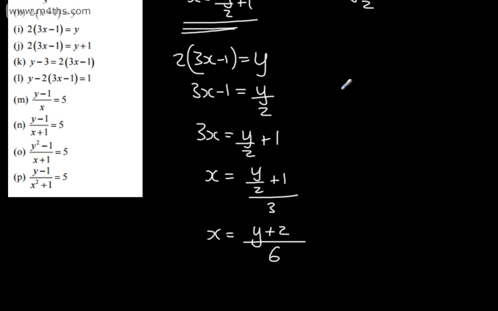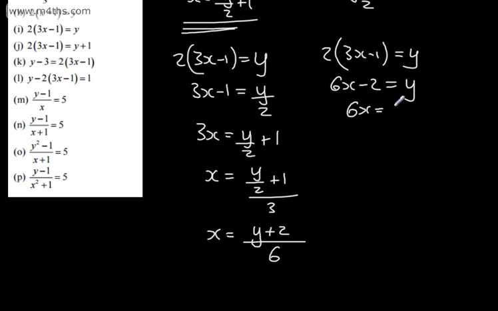Now, if we had gone the other way and said 2(3x minus 1) is equal to y and expanded the brackets, we would have had 6x minus 2 is equal to y. We would have had 6x is equal to y plus 2, and then x is equal to y plus 2 divided by 6, so you can see it's exactly the same. But by multiplying out the brackets, we end up with a slightly tidier answer.